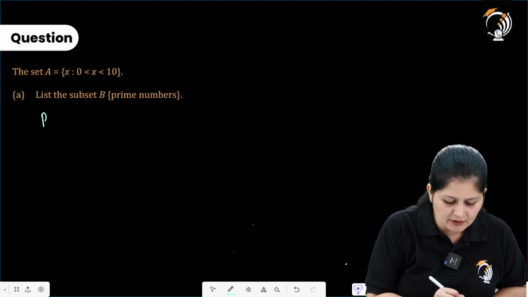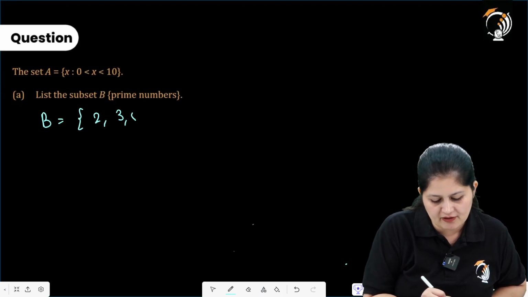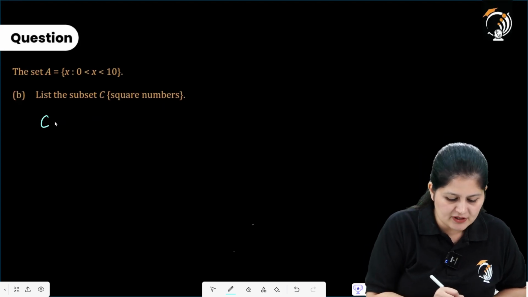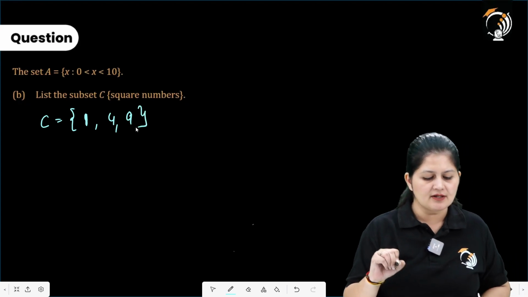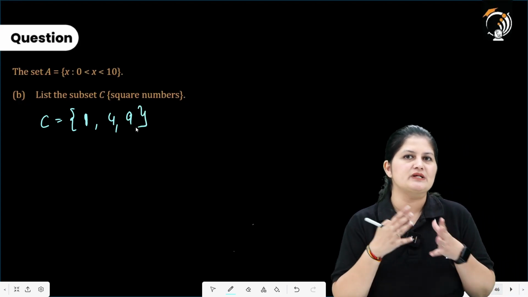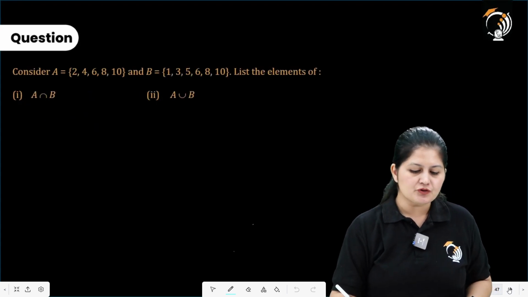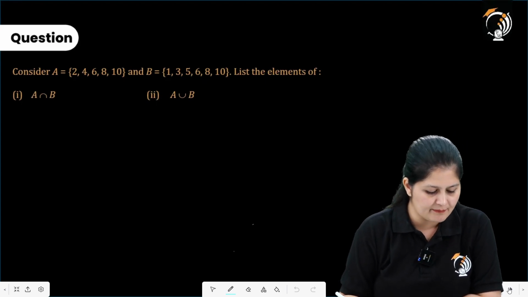So if I talk about the subset B, what is it going to be? It is going to be 2, 3, 5 and 7. And further, if I talk about the subset C, which is going to be the square numbers, those are just 1, 4 and 9. So these are the square numbers that we can see between 0 and 10. Clear?